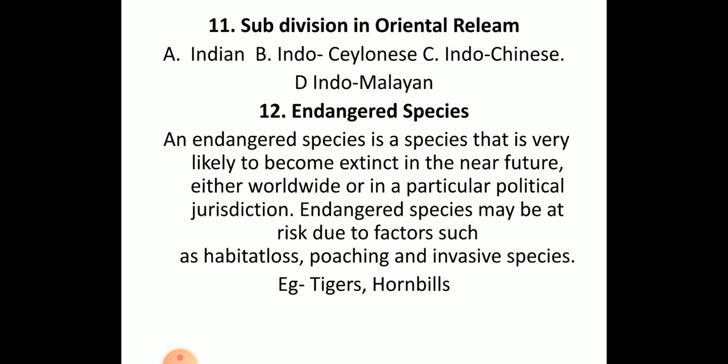Next, endangered species. So I already studied about the threatened species, which consist of different types of species, that is rare animals, endangered, extinct, vulnerable. So these endangered are nothing but organisms that are very near to extinction. Examples are tigers and hornbills. This mainly happens due to human interference with the wildlife, or poaching, hunting.